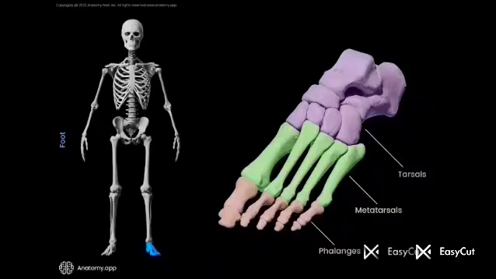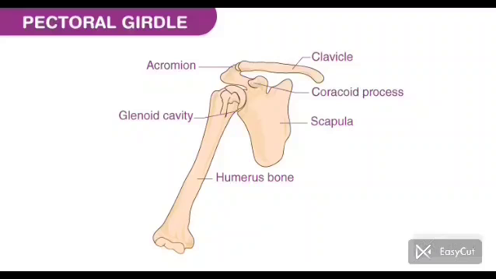So this was about the bones of the hind limb, wherein we see that there are 1 femur, 1 patella, 1 tibia, 1 fibula. Next to it are 7 tarsals, then 5 metatarsals and 14 phalanges. So this was all about the limbs. Moving forward, let's have a look at the 2 types of girdles. So let's have a look at the pectoral girdle.